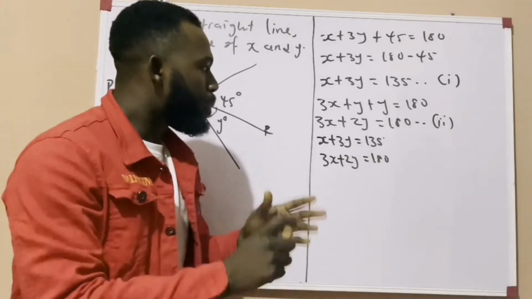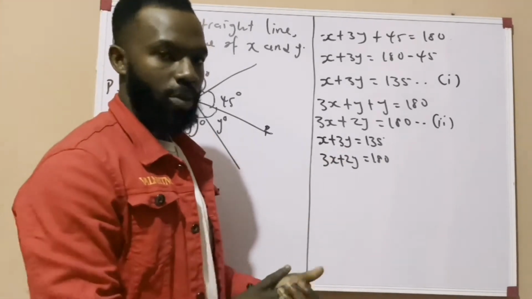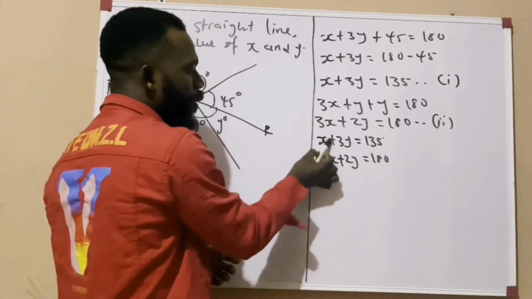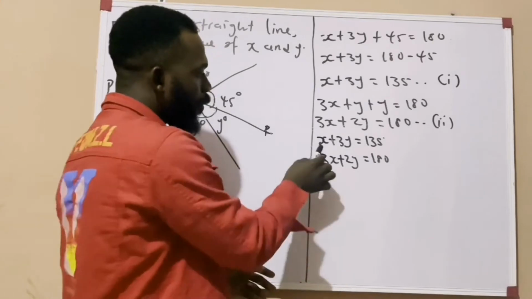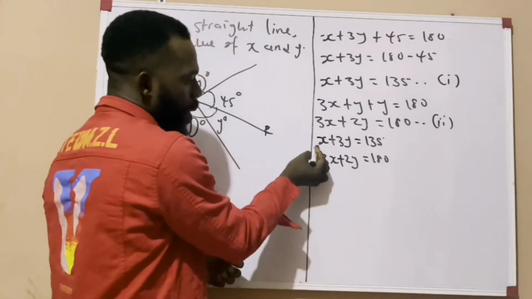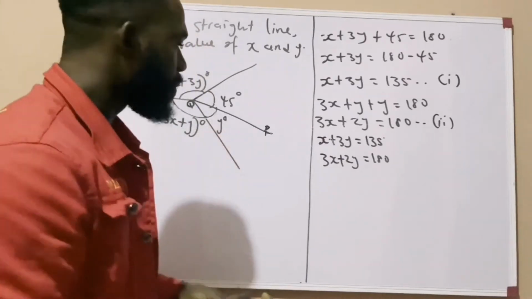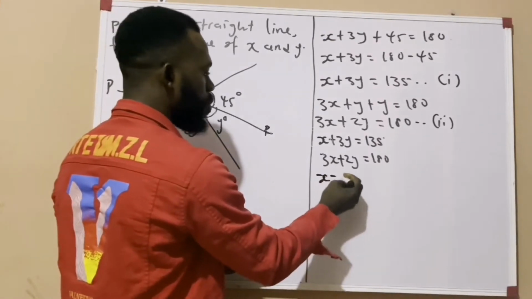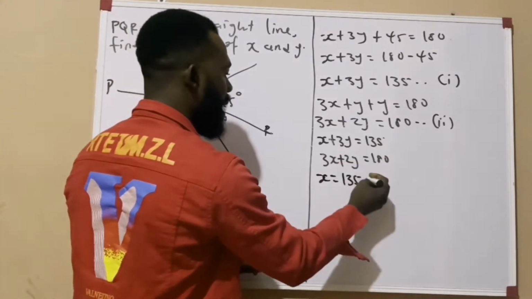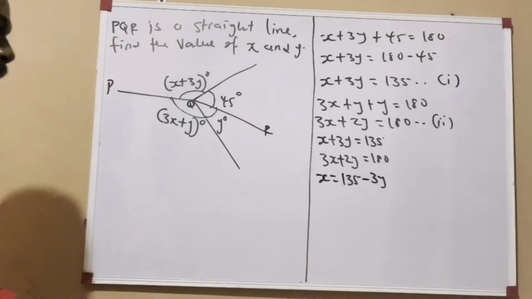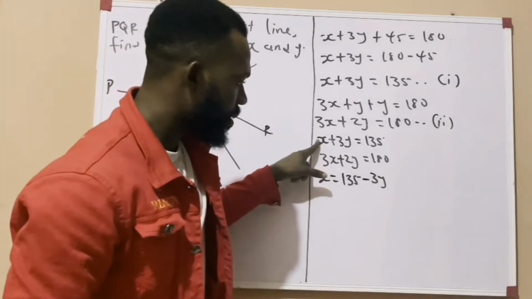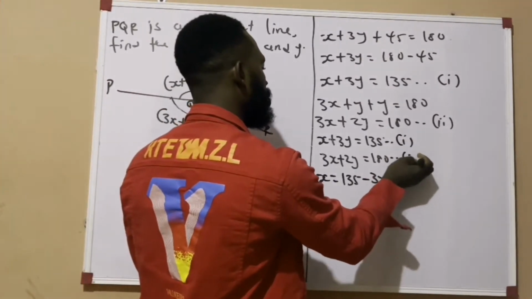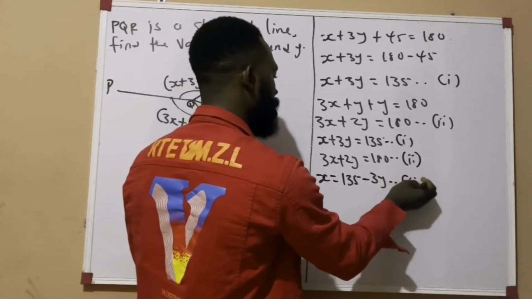Now, the best way we can solve this problem is using the substitution method. Why did I say let's use the substitution method? Because in equation 1, we have a variable that is standing alone, which is x. So from this point, let us make x the subject of the formula. If we make x the subject of the formula in equation 1, we get x is equal to 135 minus 3y. Because we used equation 1, let's call this equation 3. Equation 1, equation 2, and equation 3.